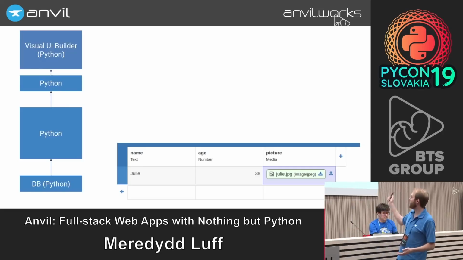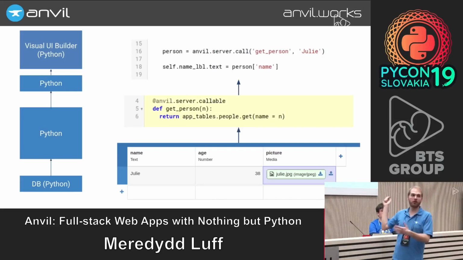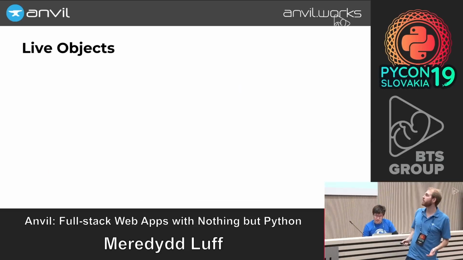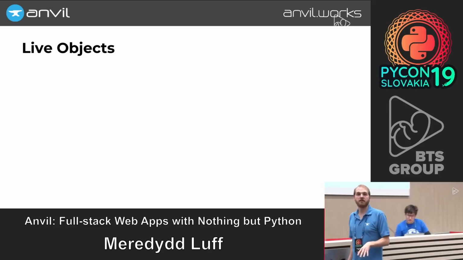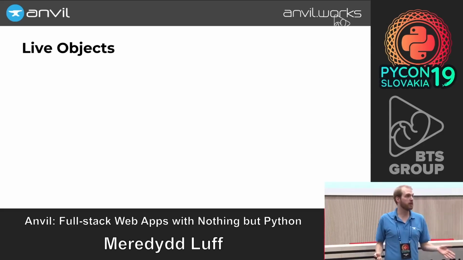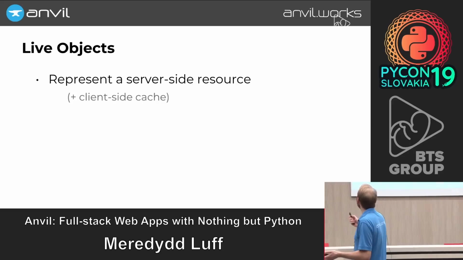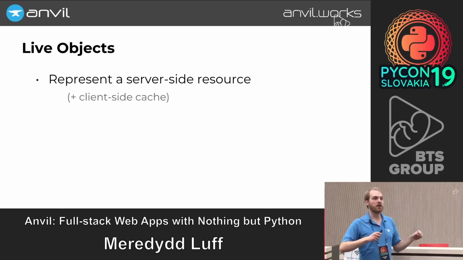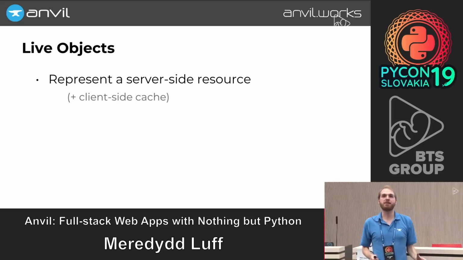Okay, just another illustration. We have something in the database. We want to get things out of that database. And we want to be able to return those values all the way back to the client as simple return values. So the way we do this is we have a concept we call live objects. This is a type of data that you can pass to and from these server functions. And the important thing about live objects is that they represent a server-side resource. So any client-side state is just cache, right? That object is the database row.